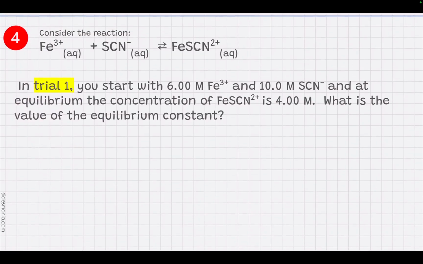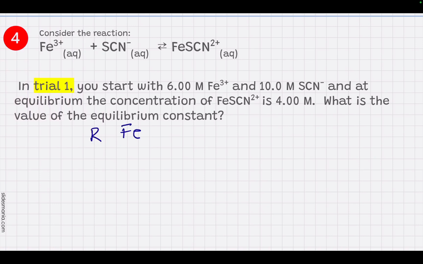So here we have a reaction. And in our first trial, we are going to start with 6 moles per liter, or molarity, of iron, 10 moles per liter of the thiocyanate ion. And then at equilibrium, the concentration of the iron thiocyanate complex ion is 4. What is the value of the equilibrium constant? So this is where we will try using our RICE table.